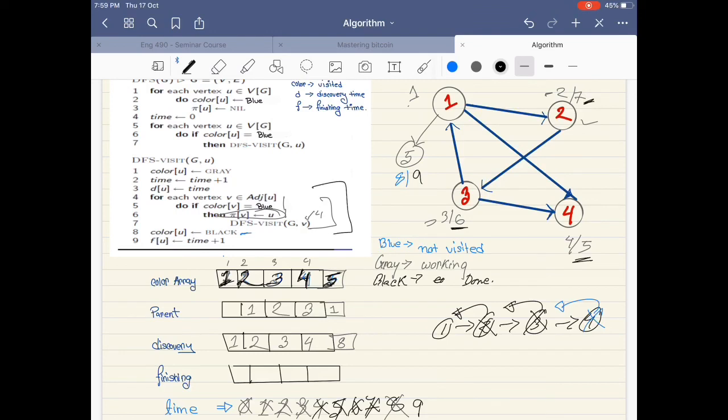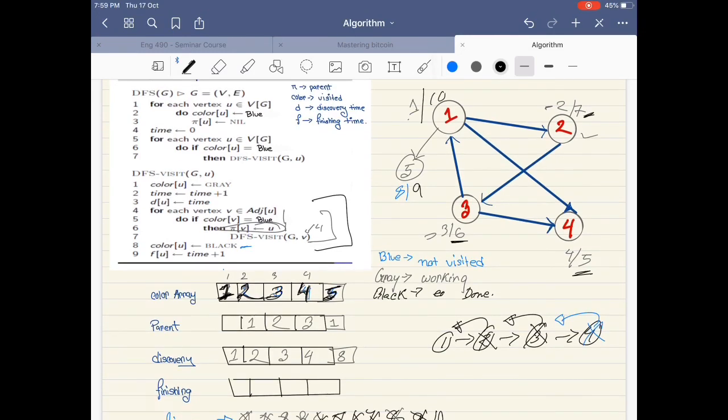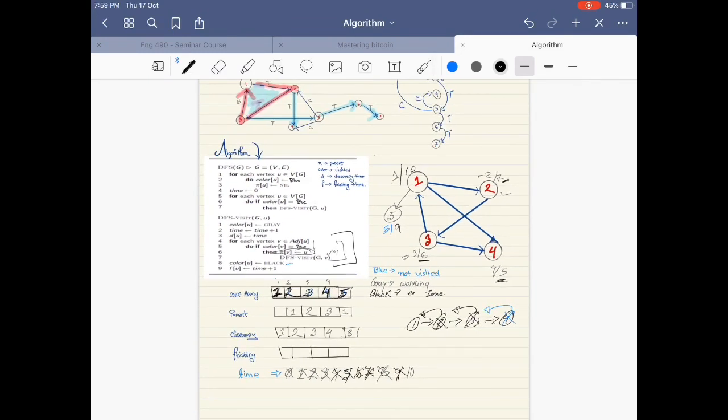We go back and we see that 1 doesn't have any more adjacent nodes that are unvisited, so we black out 1, increase the time by 1, so 10. So 10 would be the ending time of 1. So this was the whole process. So this is really interesting and fun. So I hope you guys did understand something.